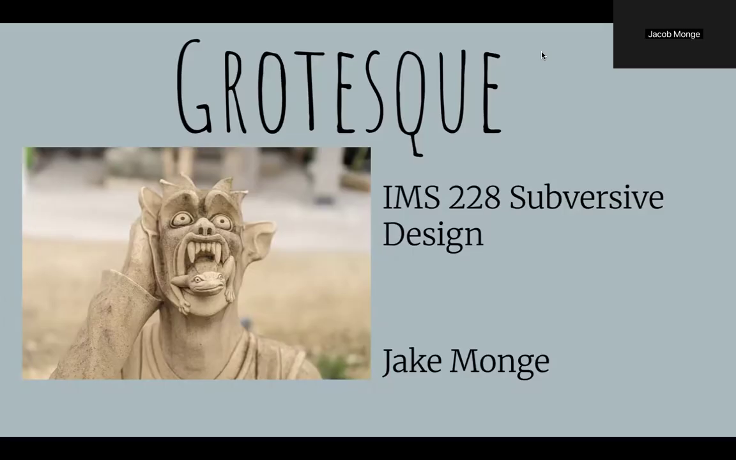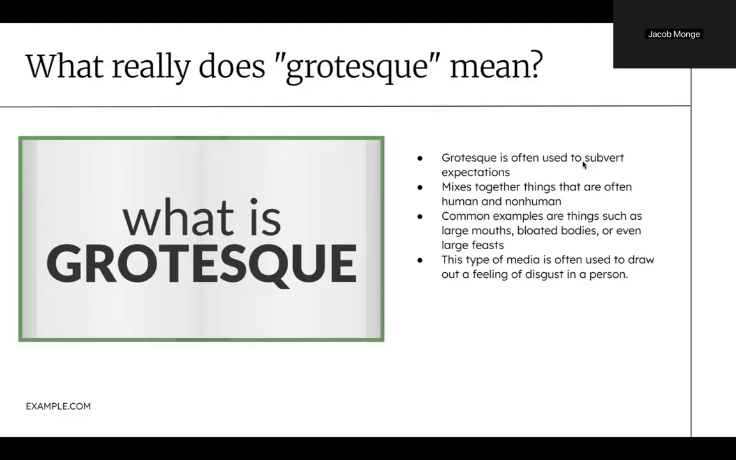Grotesque often refers to things that are distorted, exaggerated, or unsettling, often blending things that are familiar with being monstrous, such as humans, along with things like large mouths, as you see here, or bulgy eyes. So I'm going to go into what grotesque really means.